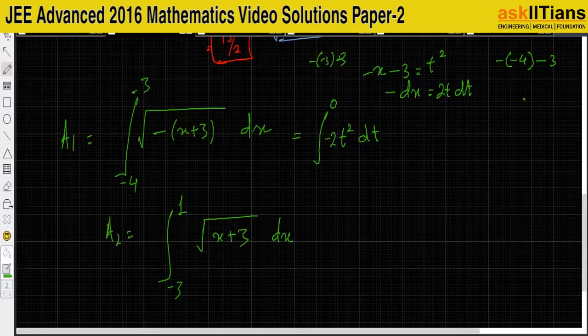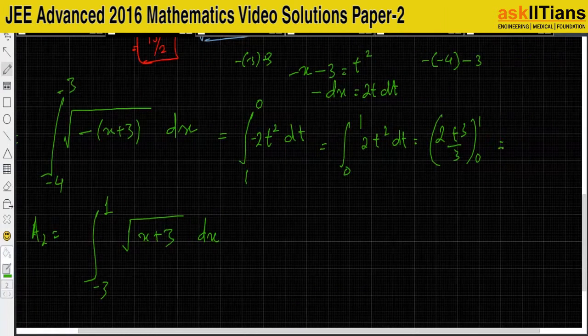then what will be the value of t? Then value of t will be 1. So I have to integrate this from 0 to 1. If I cancel out this minus sign, I'll get 0 to 1, 2t square dt. So this will be 2 into t cube by 3 from 0 to 1. So this area will come out to be 2 by 3 simply. So A1 is 2 by 3, and similarly I can find out this also.